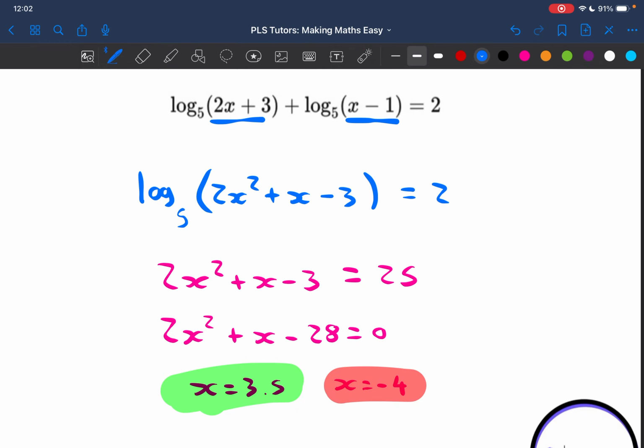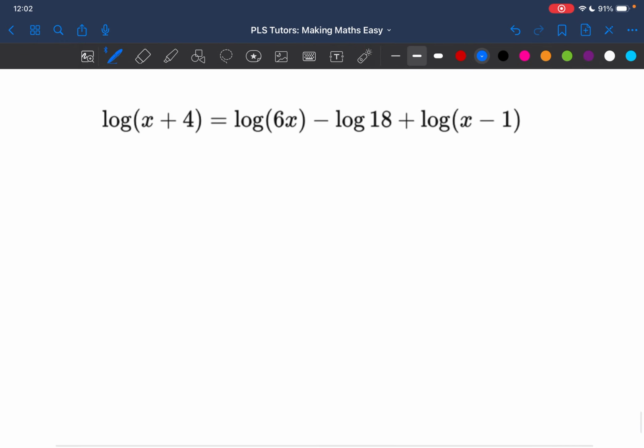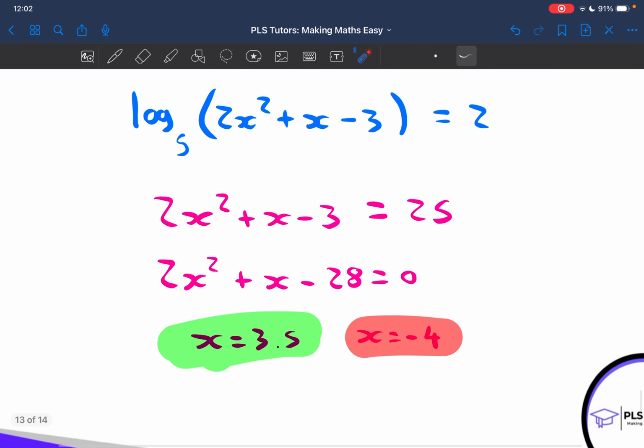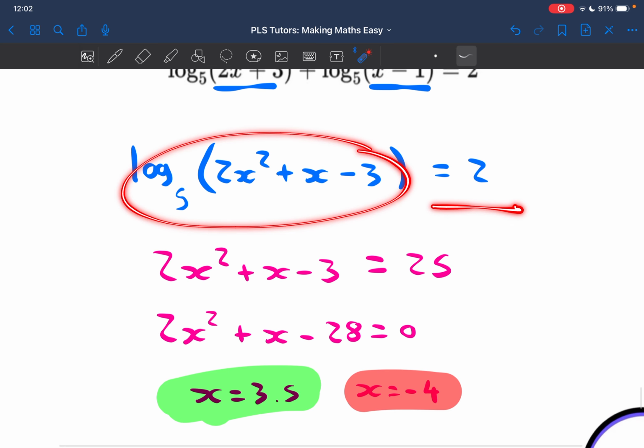Okay, right, so for this one, pause the video, have a go at this one. It does look quite daunting, but remember, you either need log equals log, or you need log equals number. That's all you need, okay? So pause the video, try and have a go at this one.